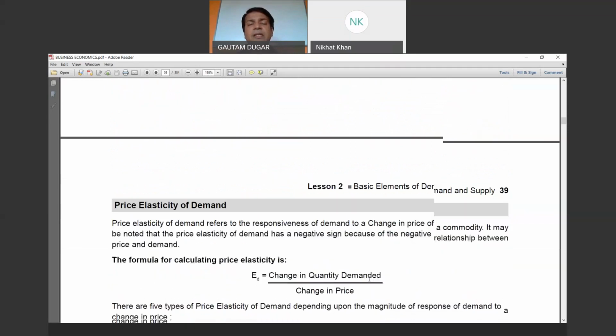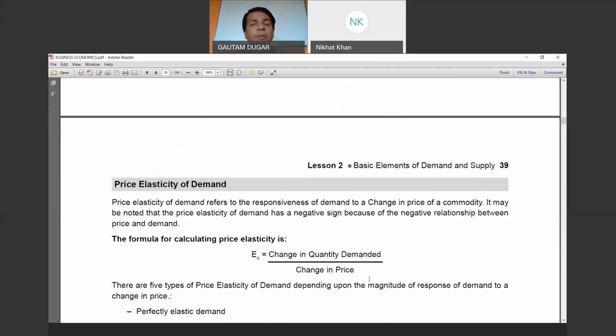Now, how do you measure price elasticity? It's percentage change in quantity demanded divided by percentage change in price. Accordingly, we have five types of price elasticity of demand: equals to 1, greater than 1, less than 1, equals to 0, and equals to infinity.